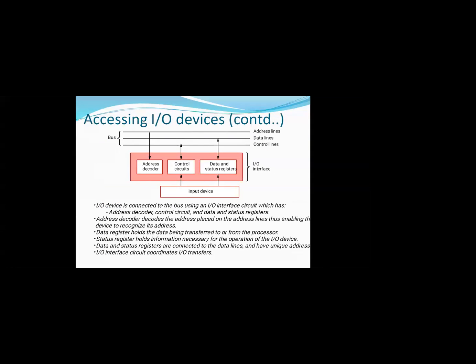This is the detailed diagram. The input device is connected to the bus, which is a group of lines: address line, data line, control line. Already these topics are over. We are in interface circuits. First, I am recapping the whole fourth unit. Bus is nothing but a group of lines: address, data and control line. These three are combinedly known as bus lines.